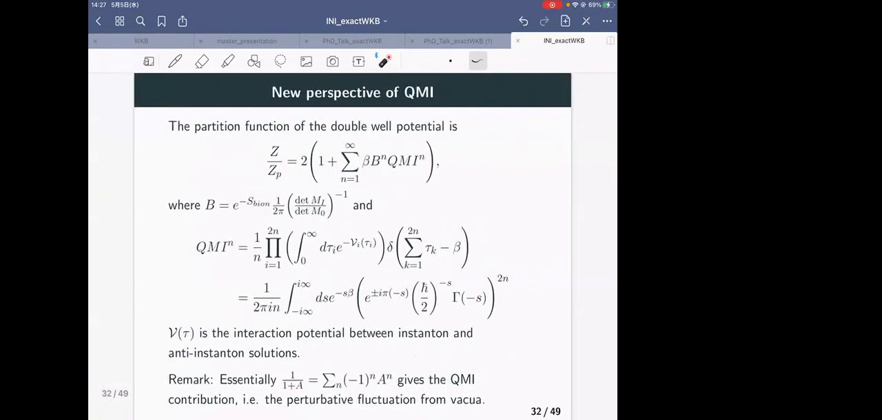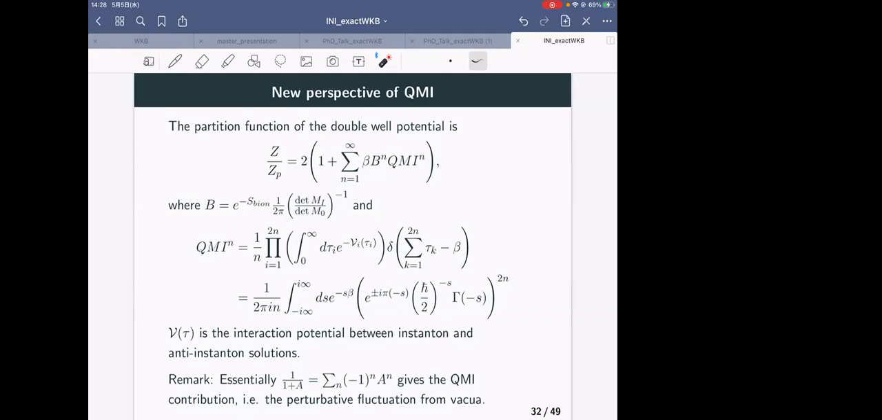The quasi-modular integral is given by this integral. I suppose this form is familiar to physicists. The partition function is given by this one. This linear beta corresponds to the zero mode moduli, and this B is the baryon amplitude. And this quasi-modular integral is the interaction potential between instanton and anti-instanton.